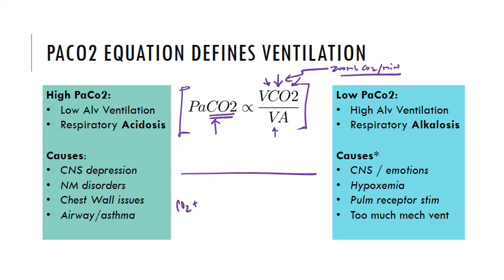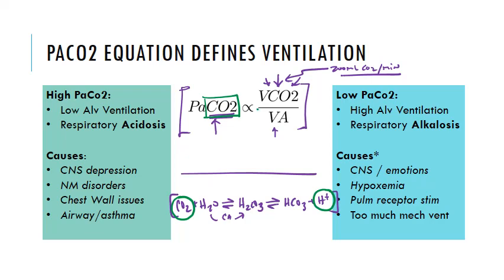The law of mass action states that carbon dioxide joins with a water molecule via carbonic anhydrase to make carbonic acid. This carbonic acid then dissociates to bicarbonate and a hydrogen ion. So ultimately, let's choose a different color here. These two things that I'm going to circle here are very important when we're talking about CO2.